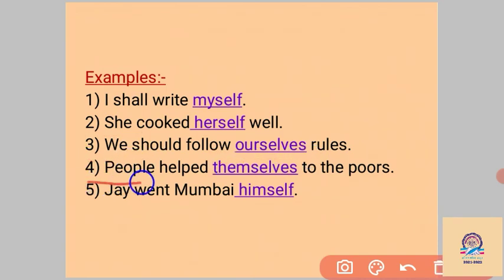Then people: we are talking about more than one person, so people is a plural form, the third person plural. So people changes into themselves: people help themselves to the poor. Then Jai: we are talking about one third person singular, masculine gender. Jai is masculine, so Jai went to Mumbai himself. It means Jai himself went to Mumbai. So myself, herself, ourselves, themselves, and himself are reflexive pronouns.